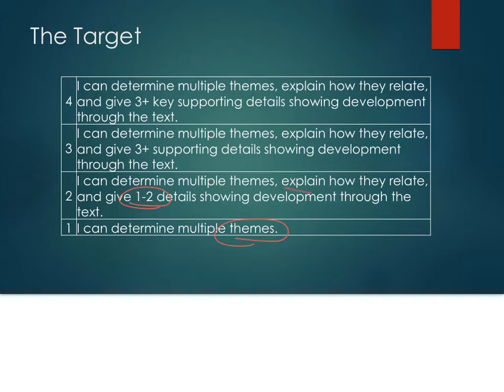And you also need to explain how they relate. You gotta make sure to do that. How do they connect to one another? At a 3 level, you can give at least 3 supporting details per theme, so you're going to have at least 6 total. And then, of course, you'll also want to make sure that it shows development throughout the entire text. And then at the 4 level, not only do they need to be 3, but there need to be key details, the details that are most important in the text. And we'll talk about what that might mean.